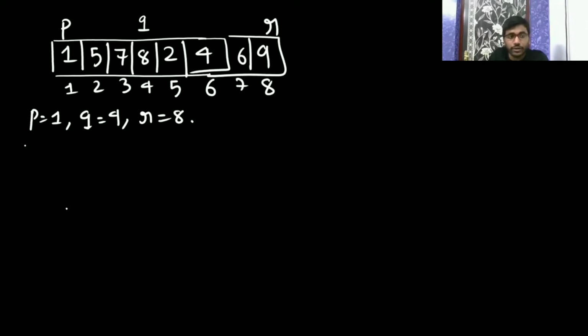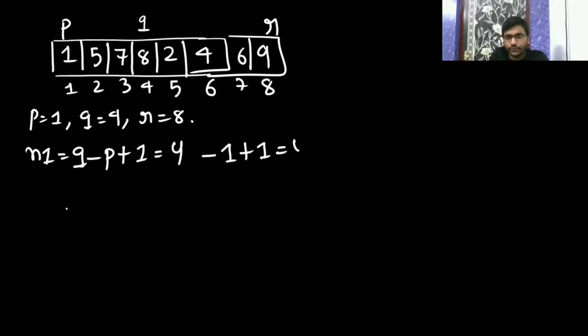So N1 is Q minus P plus 1. Q is 4, P is 1, so 4 minus 1 plus 1, that is 4 elements. Then N2 is going to be R minus Q. R is 8 minus 4. So the size of these two is 4. Both have the size 4.